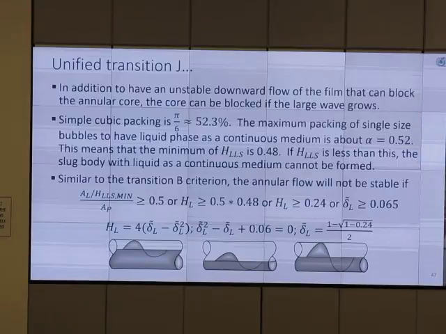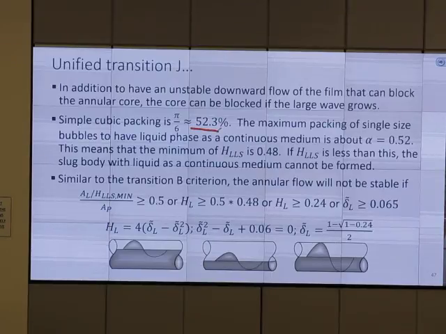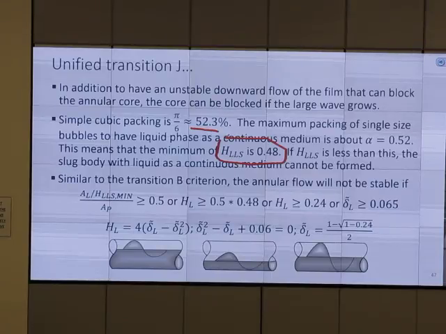Early on, we used HL equal to 0.35, right? This time, Bunny came up with another rationale. They say for simple cubic packing, 52.3% is the maximum packing size for the bubble. Based on that, the maximum holdup possible is 0.48. If we pack more than that, we don't have dispersed flow. So this is a packing criterion.